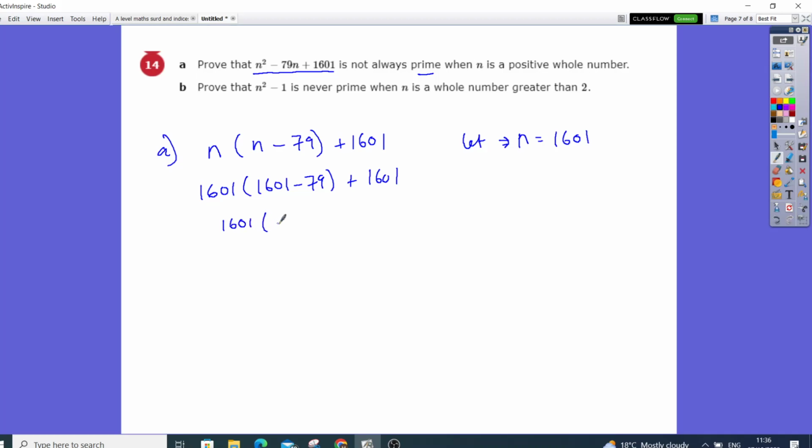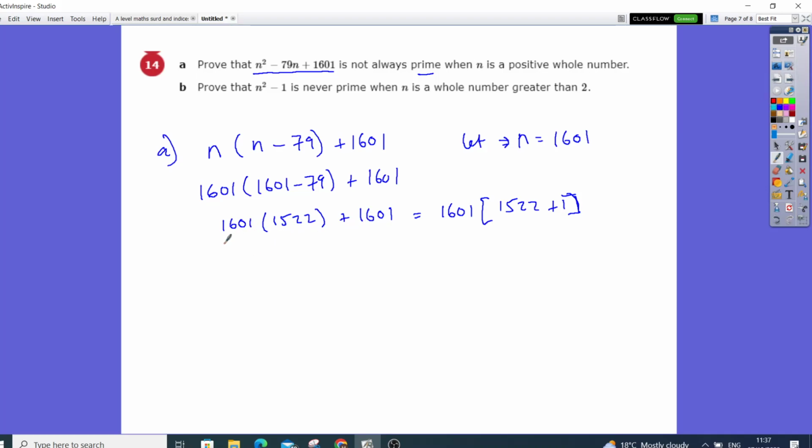1522 multiplied by 1601 plus 1601. Now the trick here is, now that you've got 1601 and 1601, you've got a common factor there. So what you could do is take that common factor out and factorize it, and you'll get 1522 plus the 1. Okay, because I just took that factor out because it's common in both of them.